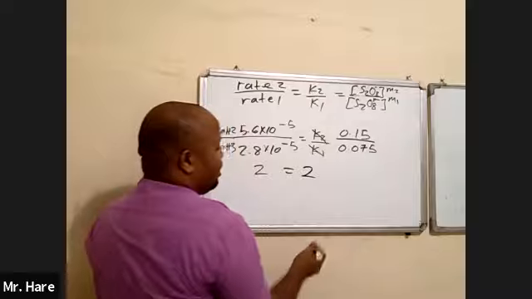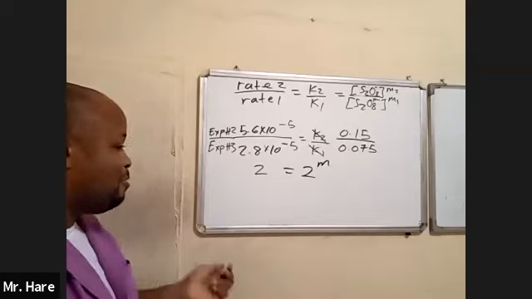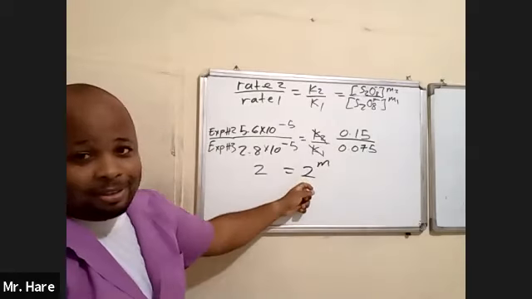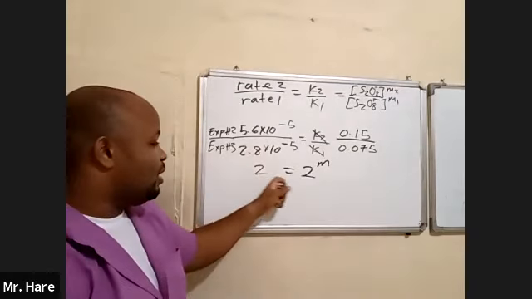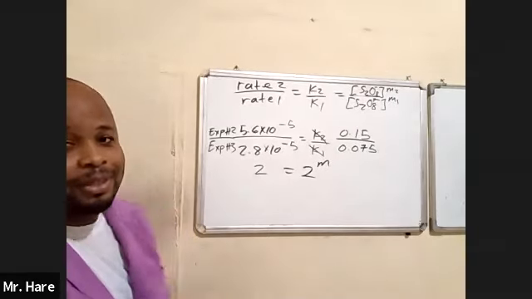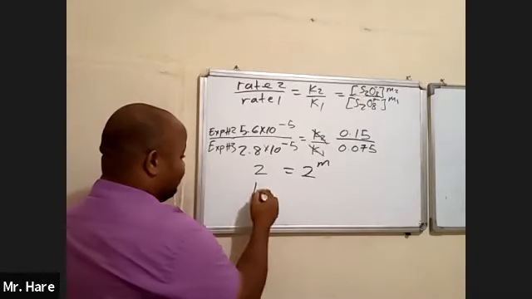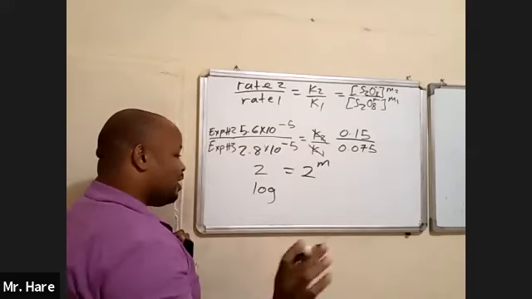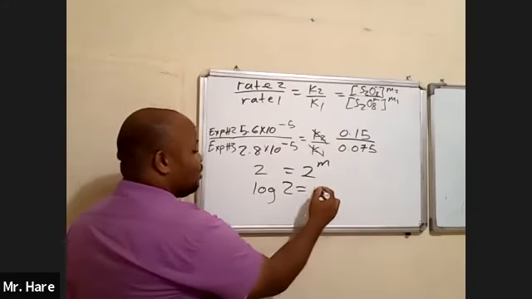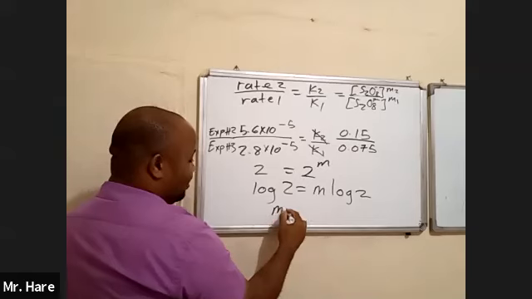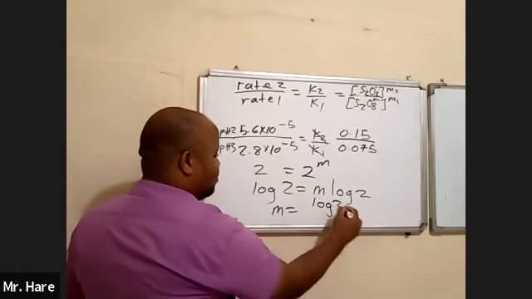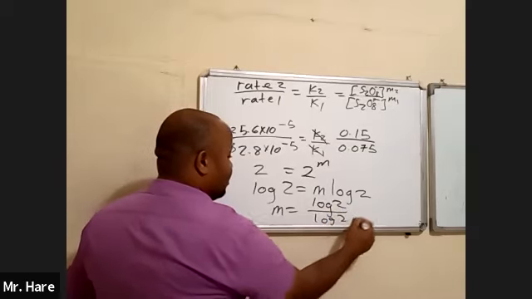And this, you would get 2 again, right? So first order. Everybody, when you reach here, people do maths. When I say 2 equals 2 to the M, just say log 2, don't multiply it. Log 2 is equal to M log 2. So M is equal to log 2 over log 2, and the answer is 1.